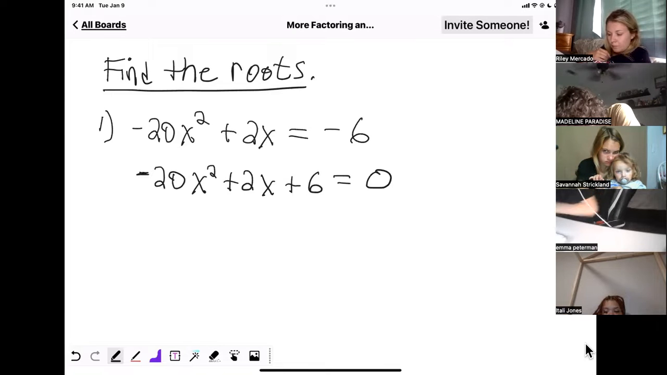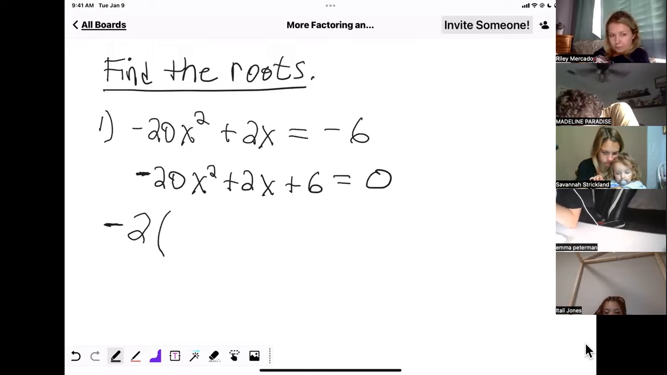All right, now we have an issue. I have a negative in the front. So I know I've got to factor a negative out. Can I factor anything else out? Well, 20, 2 and 6, I can divide by 2. And I can't take x's out because 6 doesn't have an x. So we're going to factor out negative 2. That means I'm dividing everything by negative 2.